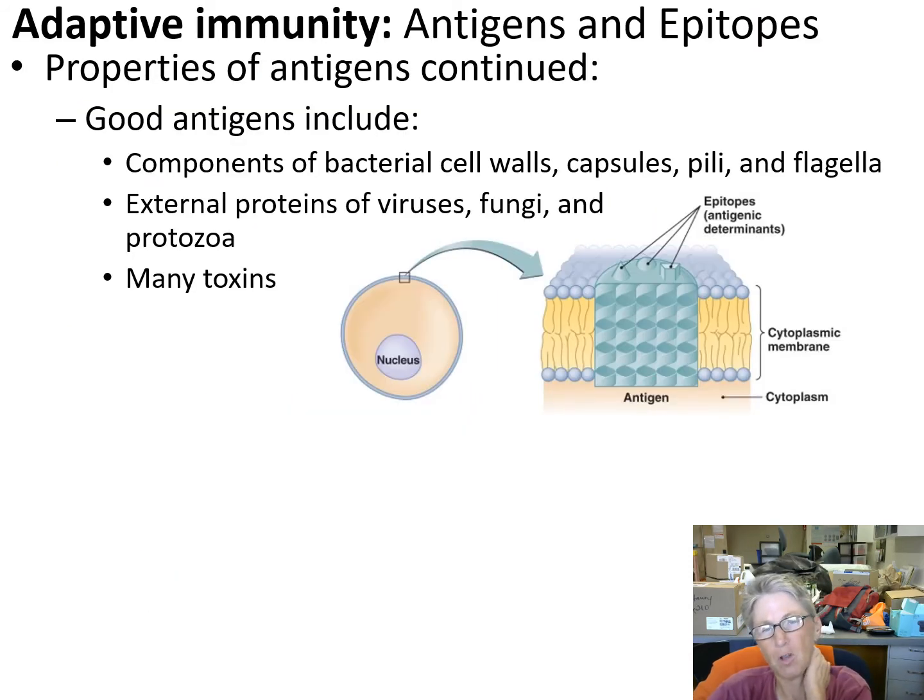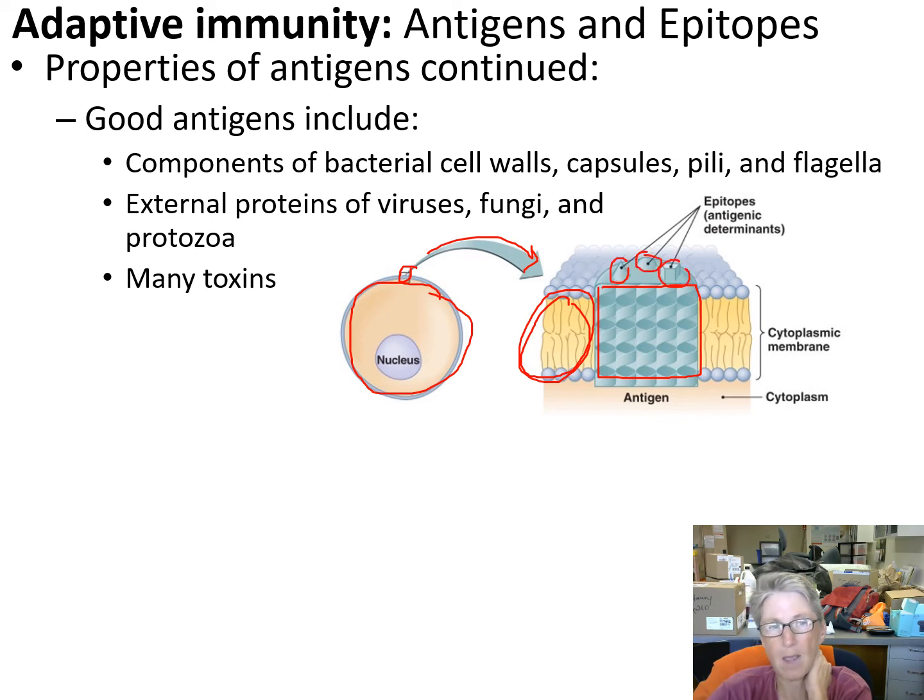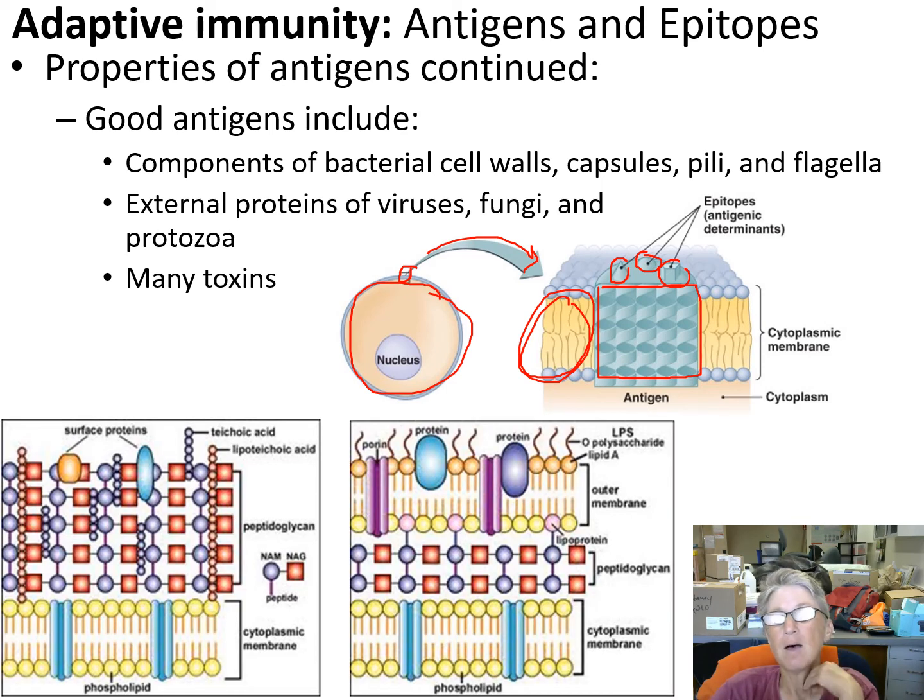So this is just another cartoon. We saw this one before. Here's one of our cells. Here's the nucleus. They cut out this square, and then they show you the phospholipid bilayer, or the cytoplasmic or plasma membrane. And then you see this antigen is stuck in the cytoplasmic membrane. And then here are these specific shapes. They're calling those the epitopes or antigenic determinants. Good antigens can include the components of a bacterial cell wall.